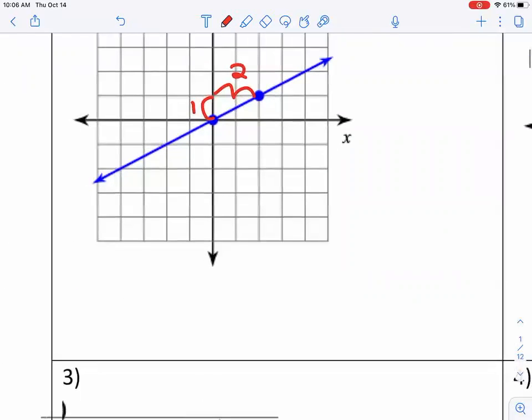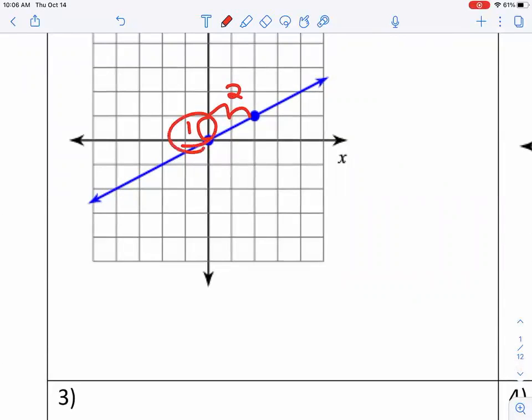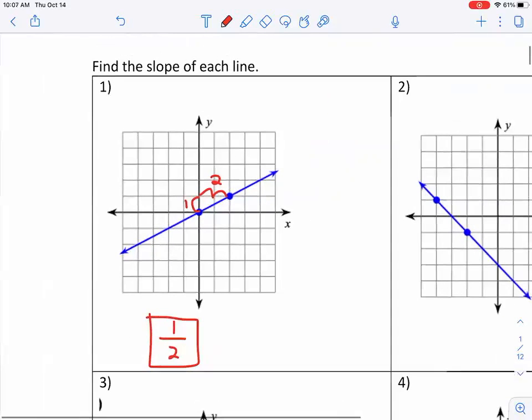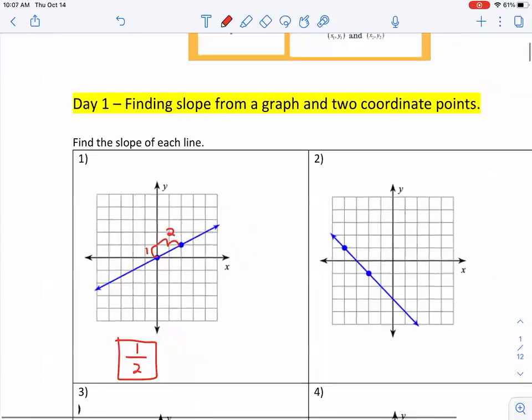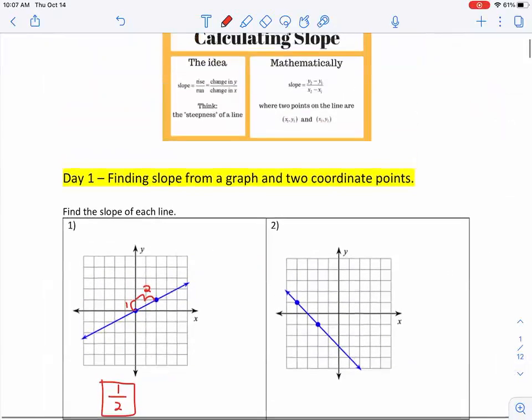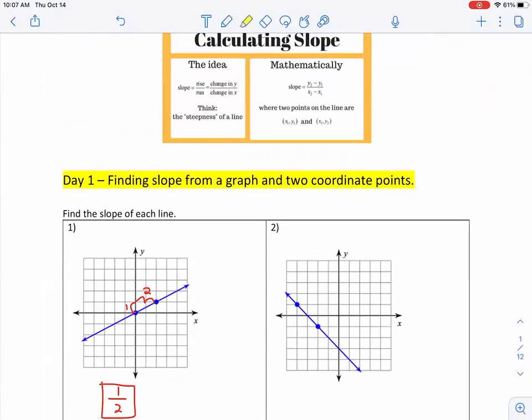And so the rise, I write a fraction. The rise goes on top. The run goes on the bottom. And so the slope is 1/2. The rise always goes on the top. The run always goes on the bottom, just like it was stated up here: rise is on top, run is on the bottom for your fractions.